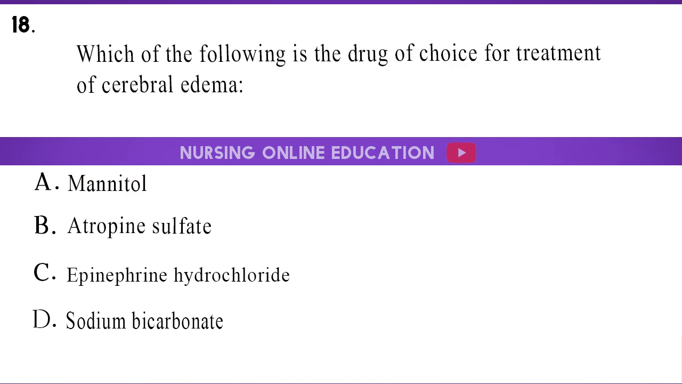18. Which of the following is the drug of choice for treatment of cerebral edema? A. mannitol, B. atropine sulfate, C. epinephrine hydrochloride, D. sodium bicarbonate. The answer is option A, mannitol.